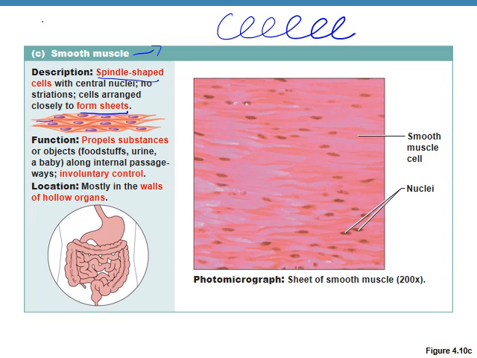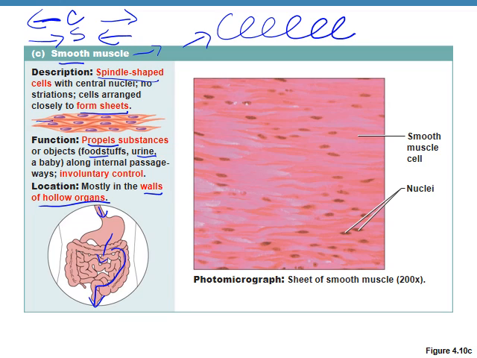So instead of having this pull and push like we have with the cardiac and the skeletal, in smooth muscle, it's more of a wringing. And this is because we're going to propel food and urine through a hollow tube. So we're talking moving food down from the esophagus into the stomach, into the small intestines, large intestines, also moving fluid like in your blood vessels, moving blood, or moving urine from your bladder into your urethra.